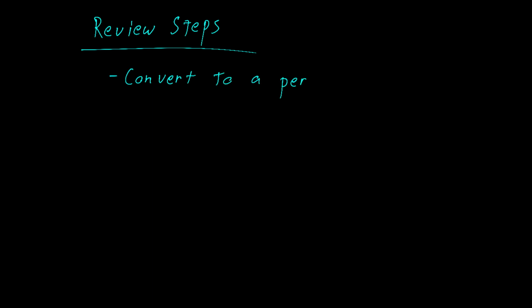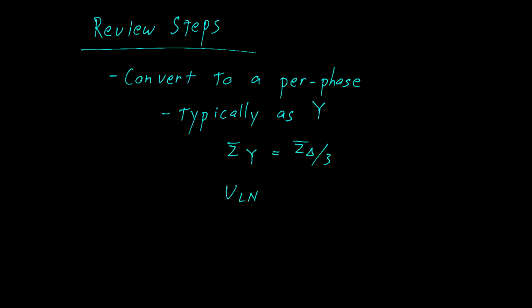Before we end, we should review those steps one more time. So given a three-phase system with multiple loads, I would encourage you to convert everything to a per phase basis. Again, you don't need to. There are multiple ways of solving this particular problem, but I found this to be a relatively straightforward way to do it. Now, again, a per phase basis with a Y connection. We need to remember that the impedance of a Y circuit is the impedance of the delta divided by 3. We need to remember that the voltage line to neutral is the voltage line to line divided by root 3.